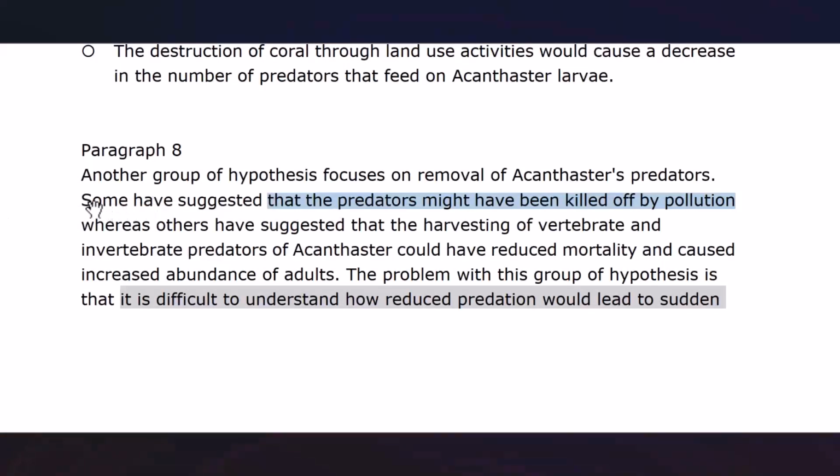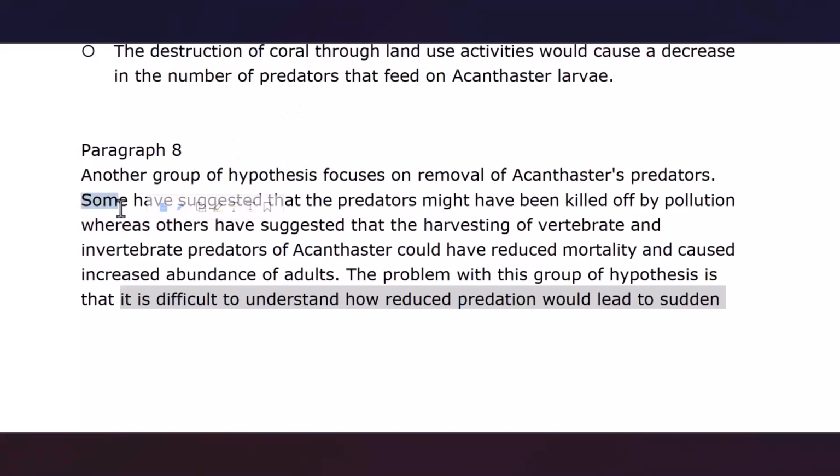Back to sentence 2. Some have suggested that the predators might have been killed off by pollution, whereas others have suggested that the harvesting of vertebrate and invertebrate predators of acanthastor could have reduced mortality and caused increased abundance of adults. Here, whereas is a subordinating conjunction of concession. Actually, the author, in order to make a concession, used whereas here, and when we use subordinating conjunctions within a sentence, not at the beginning of a sentence, we don't set up the subordinating clause with a comma. And due to that, we don't have a comma before whereas.